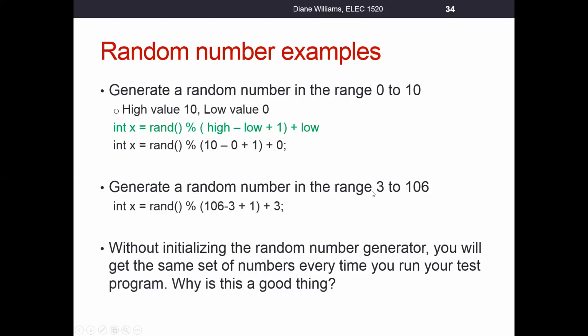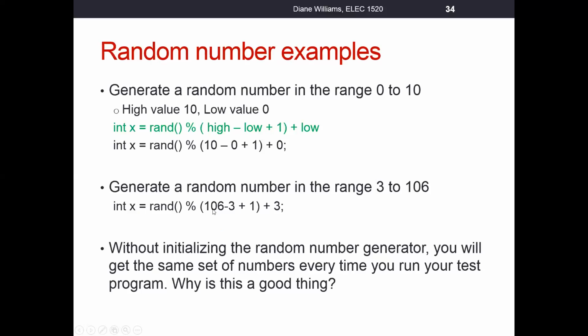If I want to generate a random number in the range of 3 to 106, 106 is our high, 3 is our low. So here's high minus low, add 1 back to it, and then we're going to add low on, or add 3 back to it. So let's take a look at the order of operations. 106 minus 3 is 103. 103 plus 1 is 104. The mod operator has a higher precedence than the addition, so this takes place. So this is going to return any number between 0 and RAND_MAX.